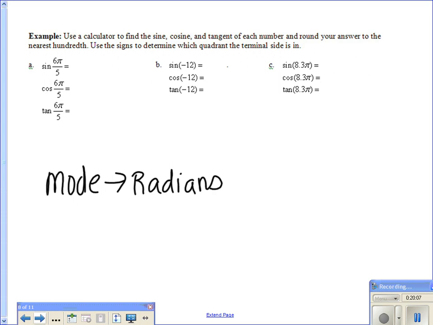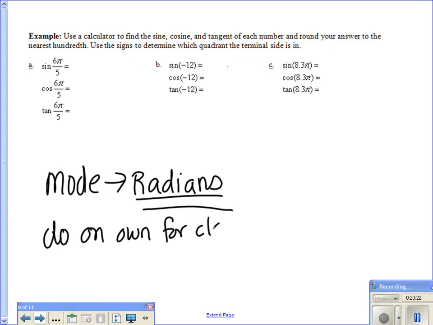How do I know I'm in radians? Because if you look at each A, B, and C right here, there is no degree symbol. So make sure to change your mode into radians and then see if you can figure out what the calculation is equal to. So you guys do this one. And we'll talk about that in class, and we'll also talk about the last part as well.